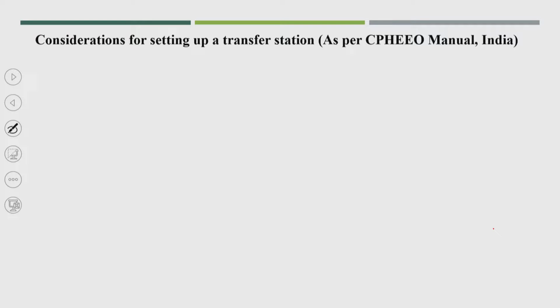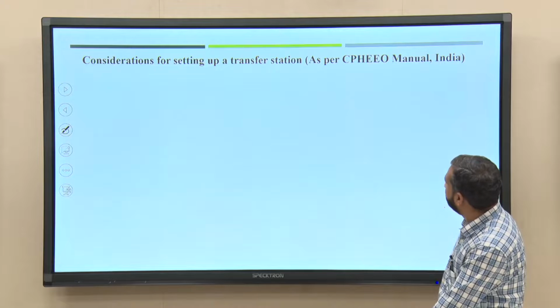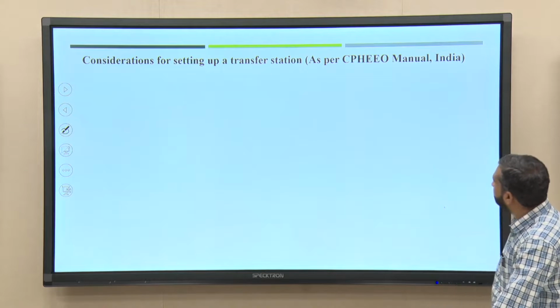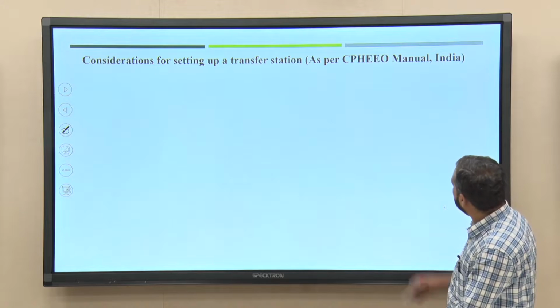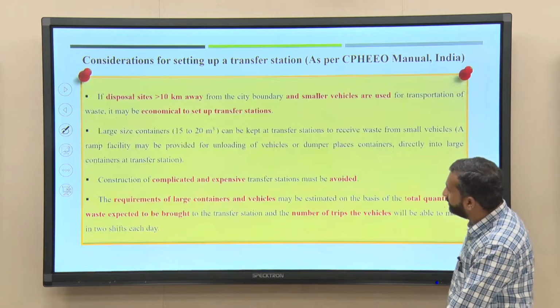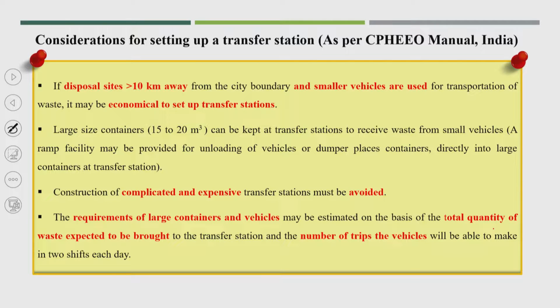Now, there are a few considerations for setting up a transfer station. This is based on the CPHEEO manual, the Central Public Health and Environmental Engineering Organization. This manual says that if the disposal site is greater than 10 kilometers away from the city boundary and smaller vehicles are used for the transportation of waste, it may be economical to set up a transfer station.